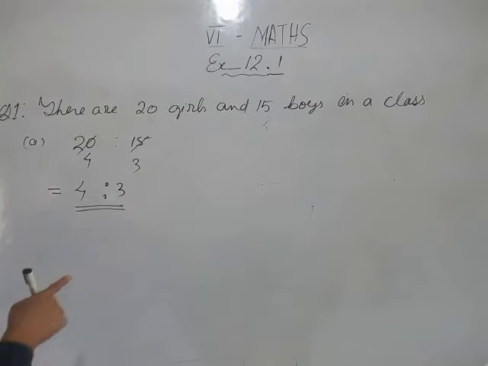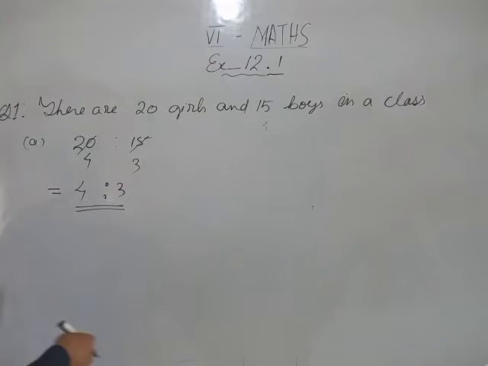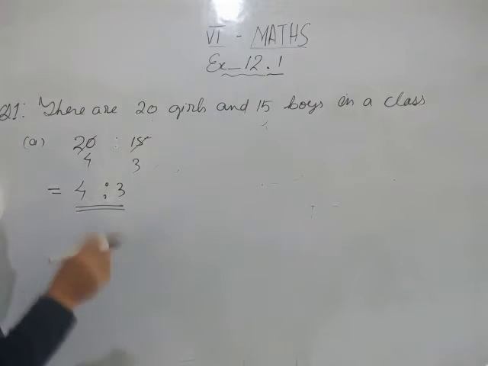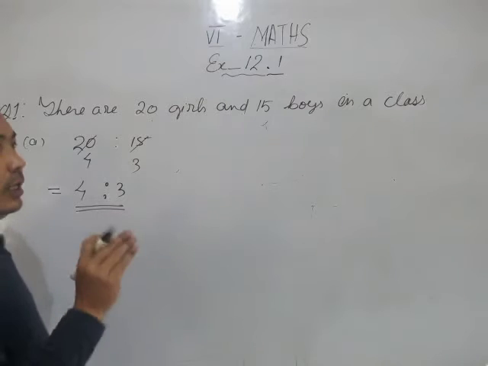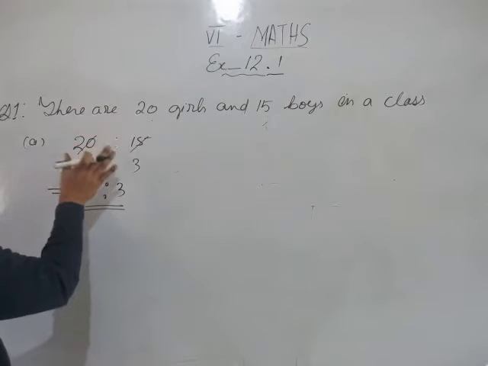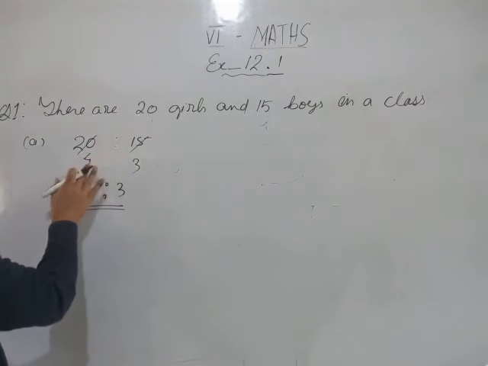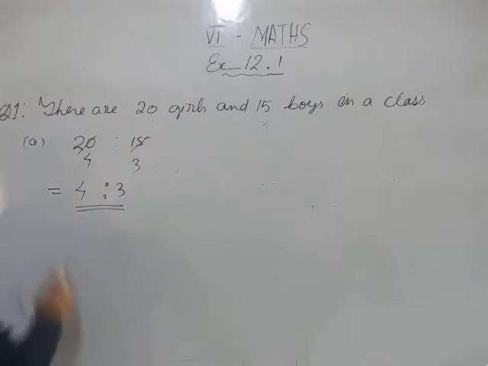What I am doing here is converting the ratio into its simplest form, its smallest terms. We have to show the ratio in the smallest terms if it is possible to divide both by one common factor, that is 5: 5 4s are 20, 5 3s are 15. If it is not possible to divide by a common factor, no need, just keep the numbers as they are. But this ratio has a common factor, so it can be divided by 5, and the ratio is written as 4 is to 3.